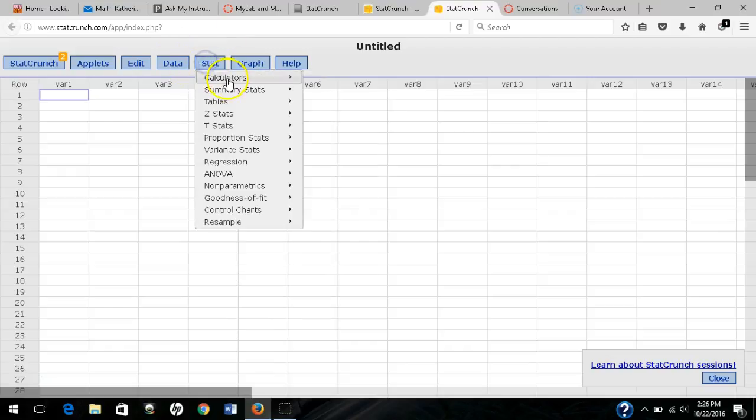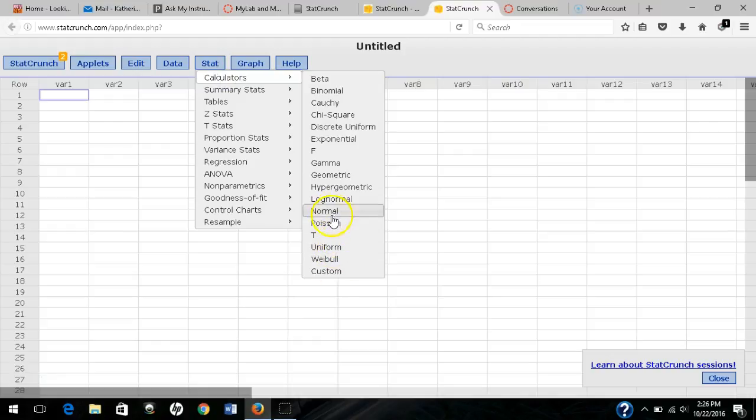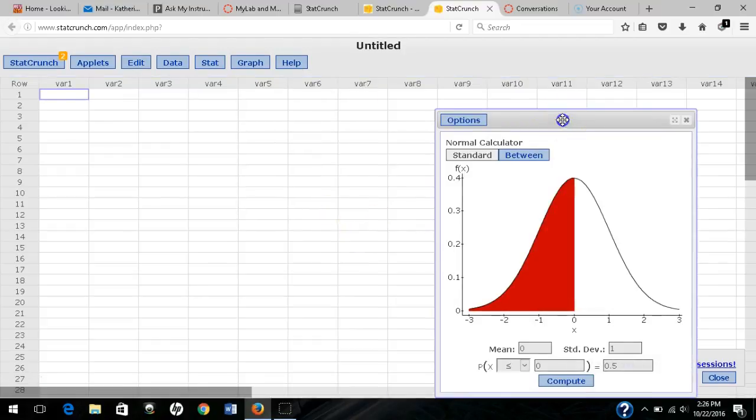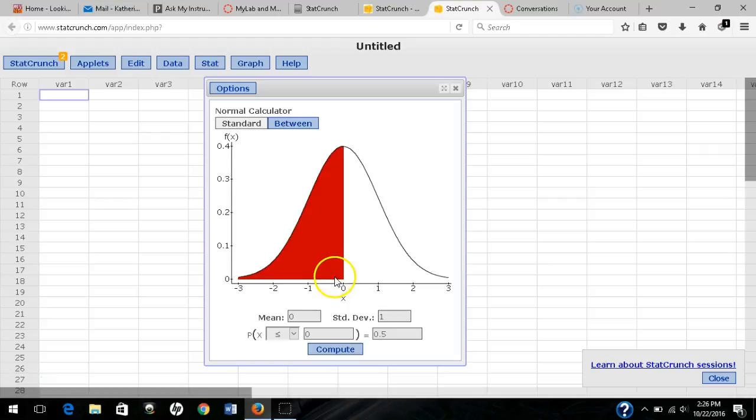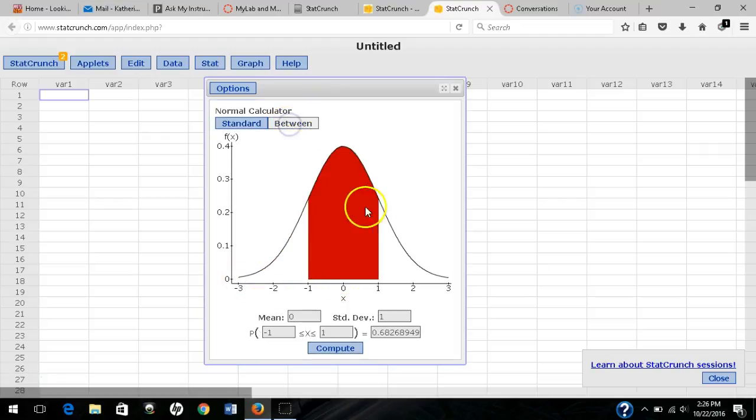Go to Stat Calculators and get the normal calculator. And we have two options. We have the standard, which always refers to the left tail area, or we have between, which gives us the middle, however many percent. So if you are given the level of confidence, then you would use the between setting, and you would simply type in that level of confidence.